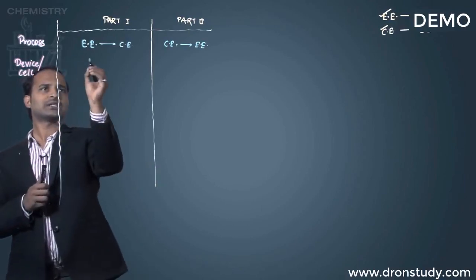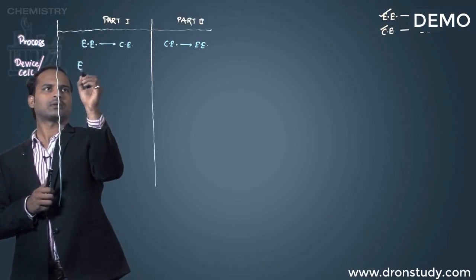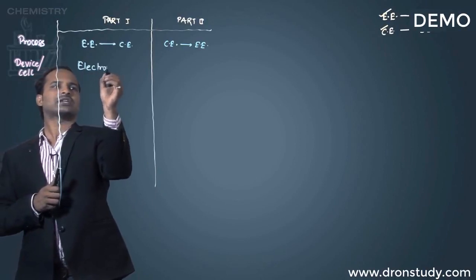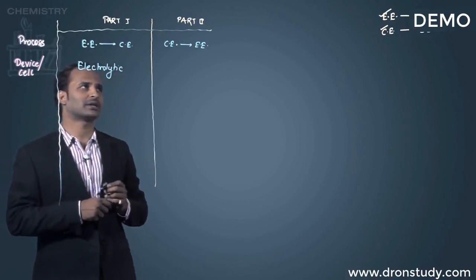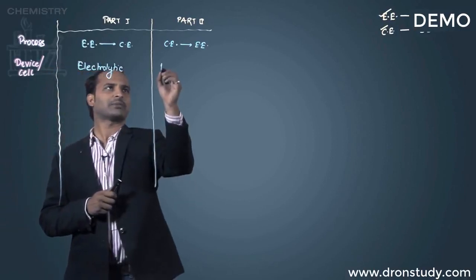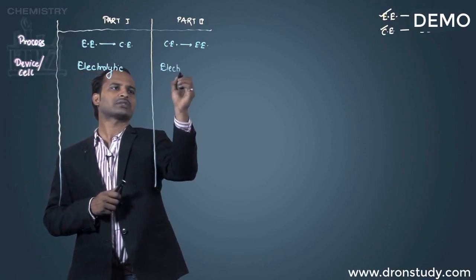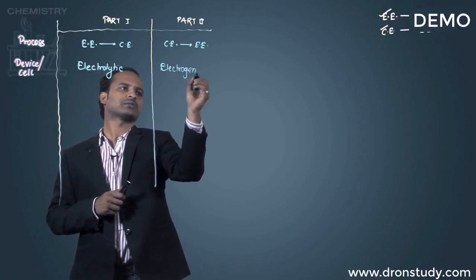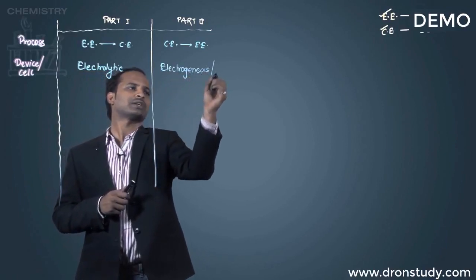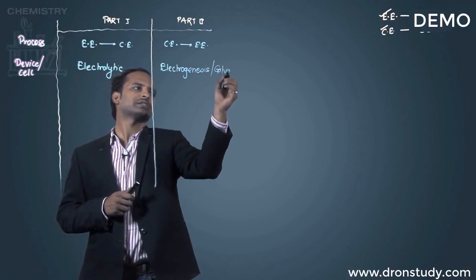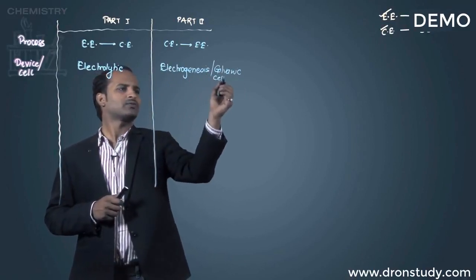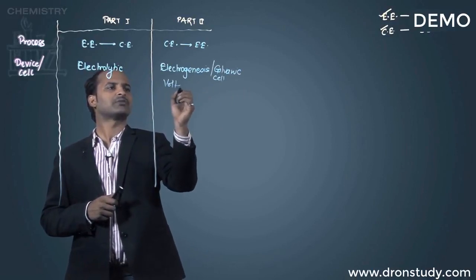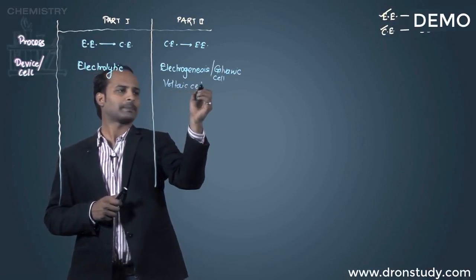First, the device or cell in which electrical energy is converted into chemical energy is called an electrolytic cell. In the second part, where chemical energy is converted into electricity, it is called a galvanic cell, also known as a voltaic cell, or in simple words, we use the word battery.